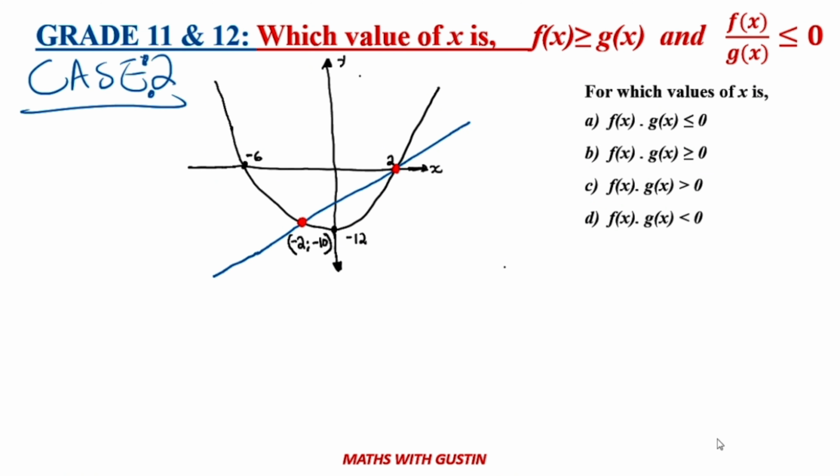Welcome to case 2: for which values of x is f of x times g of x less than 0, and for which values is f of x times g of x greater than 0.